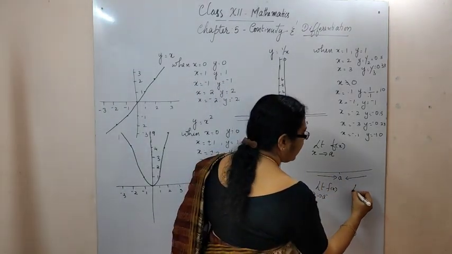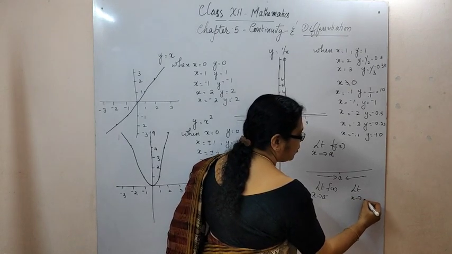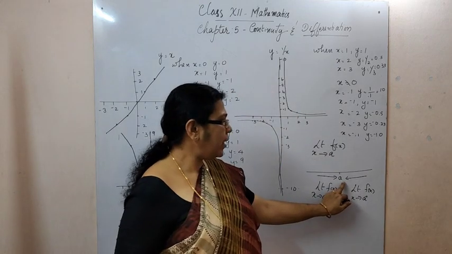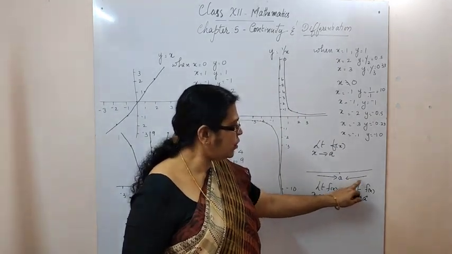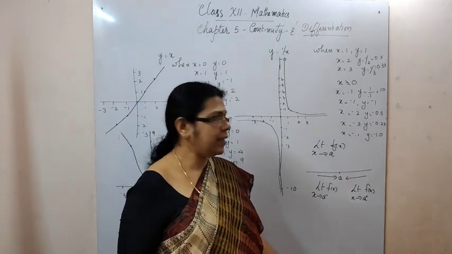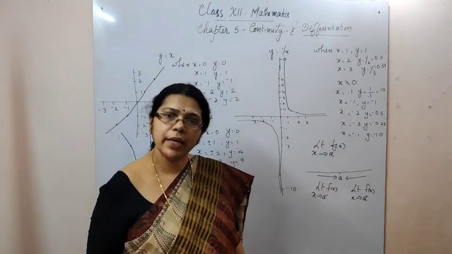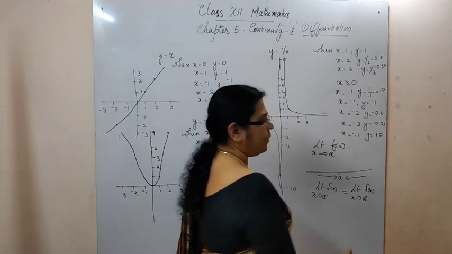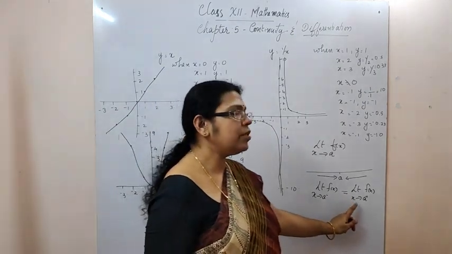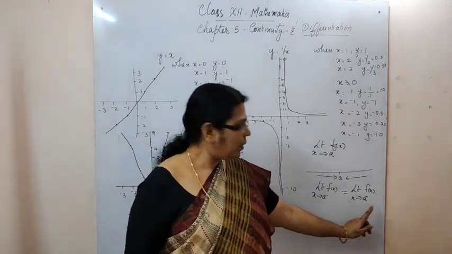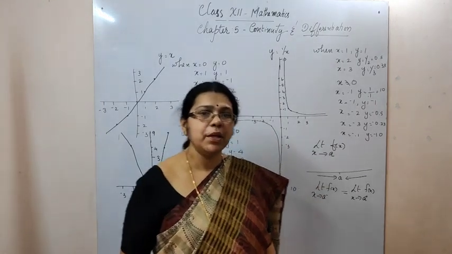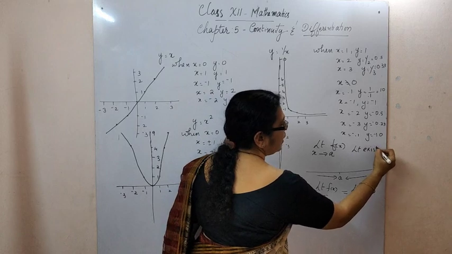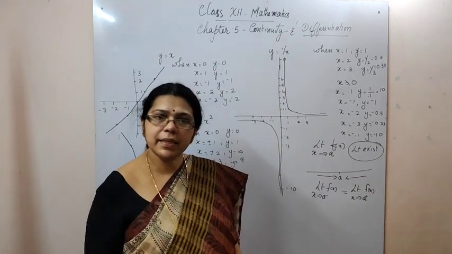And the right hand limit, what will you write? Limit x tends to a plus f of x. What does this mean? As the value of the function f of x tends to a from the right hand side, that is what limit x tends to a plus f of x means, right? And we had discussed already in 11, if these two values are the same, the left hand limit as well as the right hand limit are the same, we say that the limit exists. What do we say? Limit exists for the function.